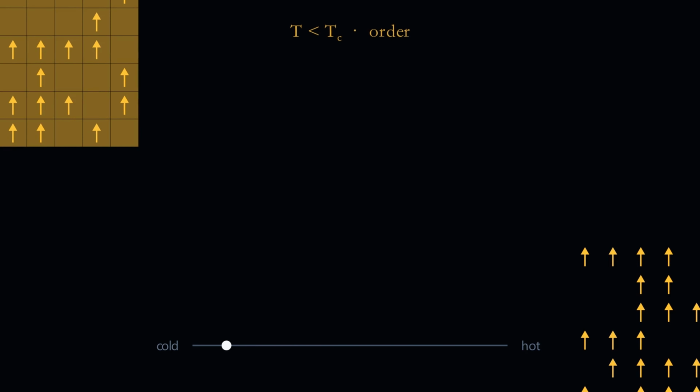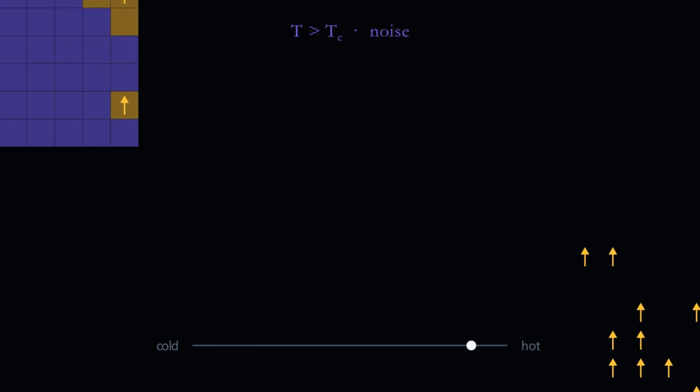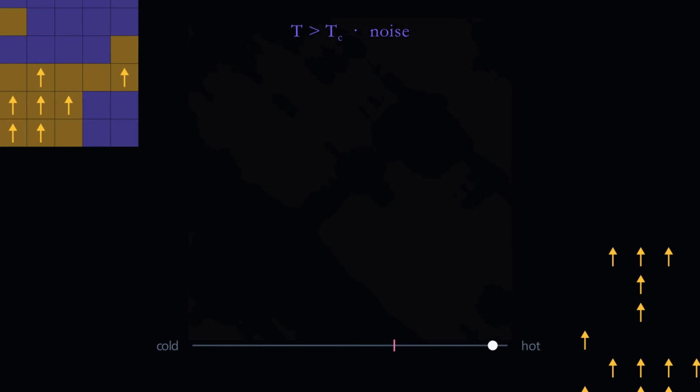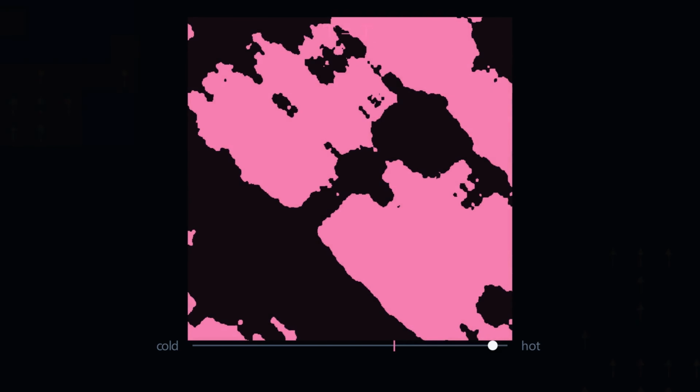Turn the temperature up slowly. Cold, and the domains freeze into one giant block of agreement. Hot, and they shatter into static. But at one exact temperature in between, the domains stop having a size. Patches inside patches inside patches, at every scale at once. The iron doesn't choose between order and chaos. It does both forever, all the way down.